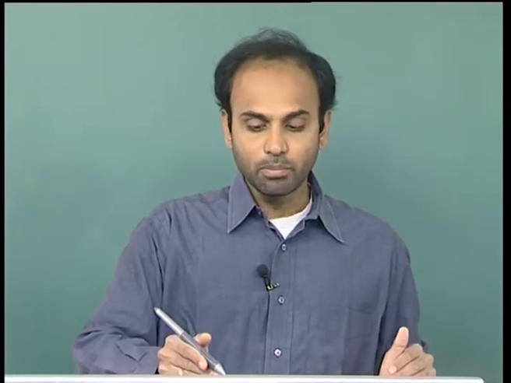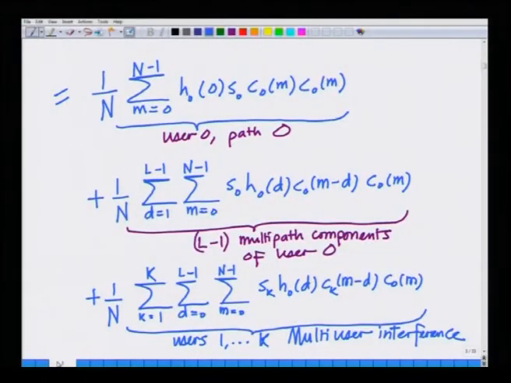In the last lecture, we were looking at analyzing the SINR, the signal to interference plus noise ratio in a multi-user CDMA downlink scenario. We said that the decorrelated 0th path of the desired user, who is the 0th user, can be expressed as follows.